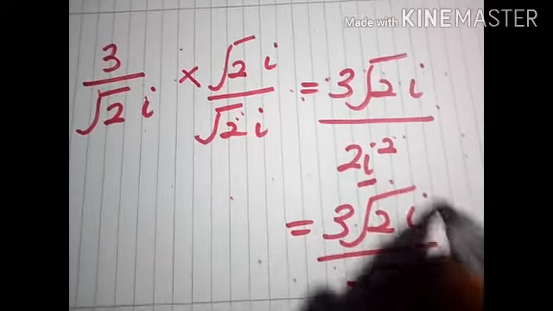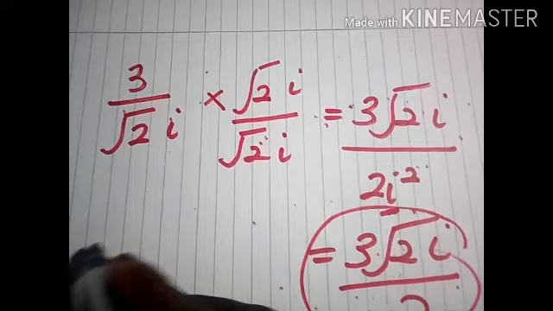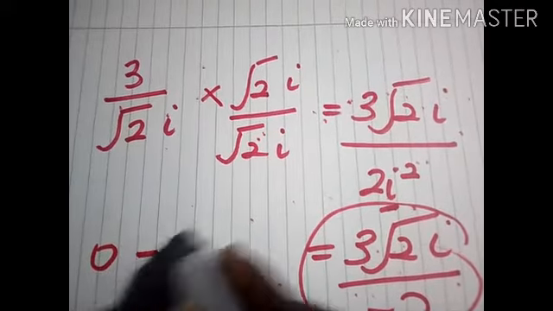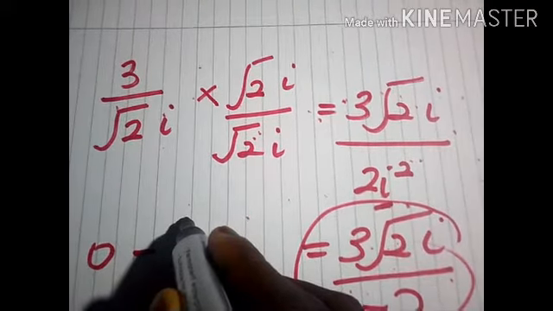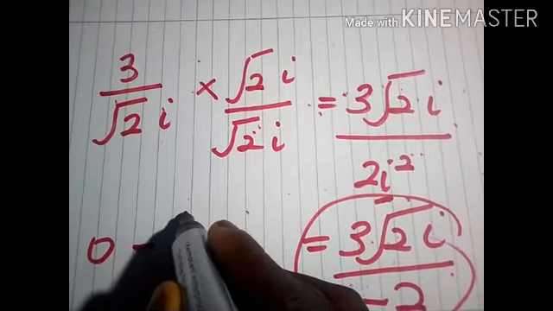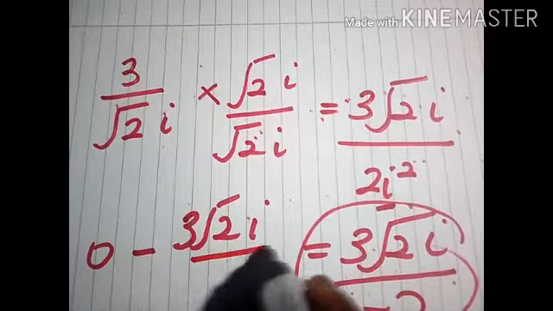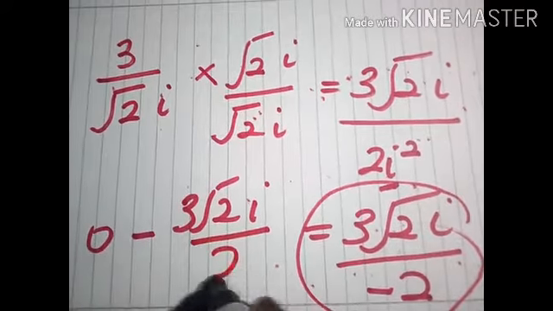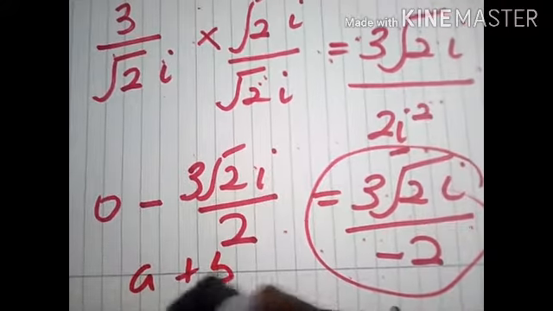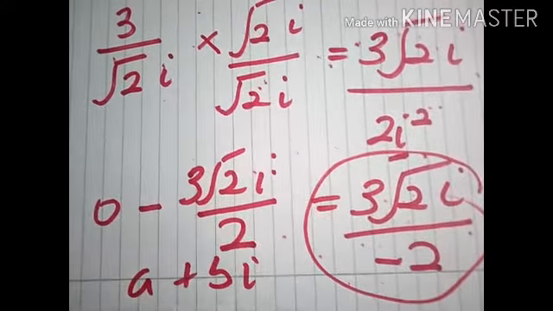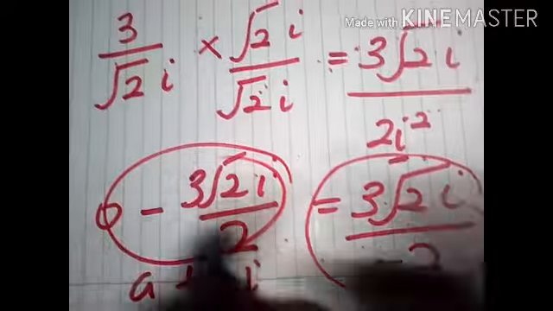But expressing this in its standard form is going to be 0 minus 3 root 2i divided by 2. That's simply a plus bi in this form. So this is the answer. So go ahead and try this.